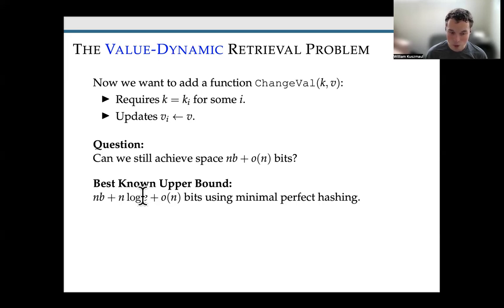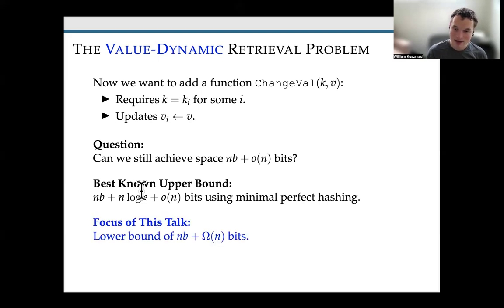So this is a bound where we have order n more bits than what we had in the static case. Okay, so of course the big question is, are those order n bits necessary? And what I'm going to focus this talk on is the following lower bound. So what we actually prove is that there is an intrinsic cost to supporting value dynamism, namely the optimal space for your data structure, information theoretically, becomes order n more bits than what it was in the static case.